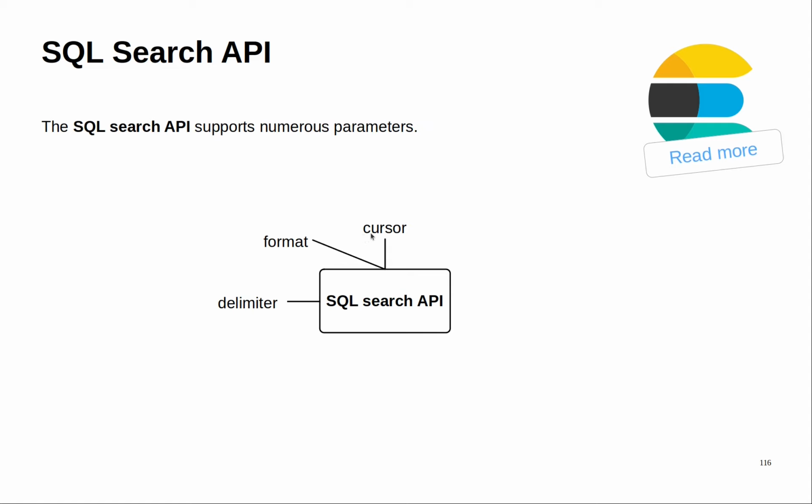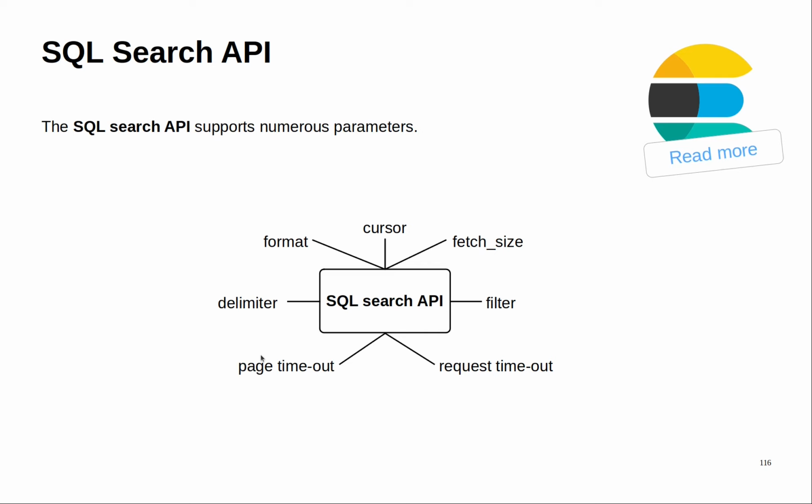Cursor is used for paginating results efficiently. Fetch size sets the maximum number of rows to return in each response. We have filter. This one allows you to apply additional criteria to narrow down the search results. We will see how to use this later. We have request timeout. This one defines how long the system should wait for a response from the server before timing out.